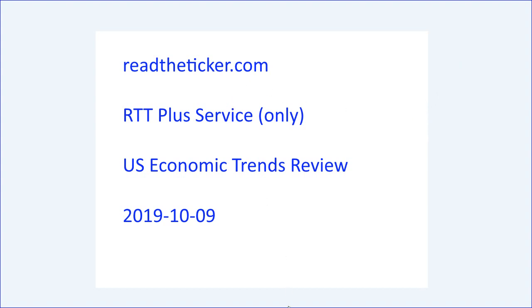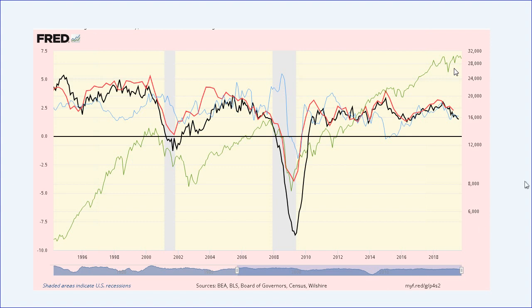Okay, let's go. Here we have our GDP forecast model. The black line is monthly data and forecasts the red line. The red line is real GDP. The black line is the forecast of the red line. As you can see, we're forecasting GDP below 2%. Not a crash, just a slowdown. The green line is the Wilshire stock index and the blue line is inflation. So we're expecting a slowdown.